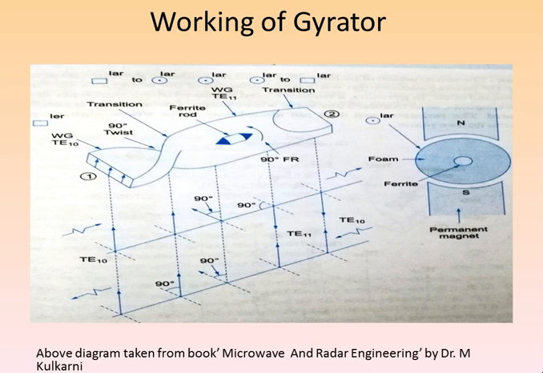Working of the Gyrator. When a wave enters port 1, its plane of polarization rotates by 90 degrees because of the twist in the waveguide. It again undergoes Faraday's rotation through 90 degrees because of the ferrite rod. And the wave which comes out of port 2 will have a phase shift of 180 degrees compared to the wave entering port 1.